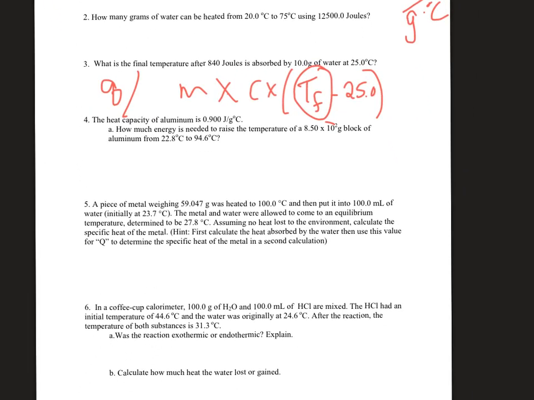Number 4, the heat capacity of aluminum is 0.9 joules per gram degree Celsius. Notice that the heat capacities of metals are much lower than that of water. And most rock is also lower than that of water.